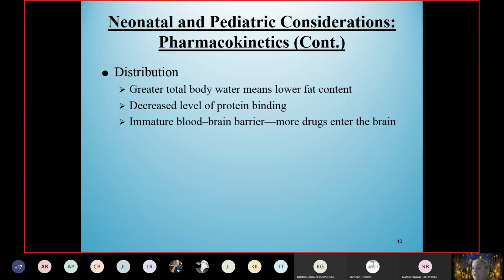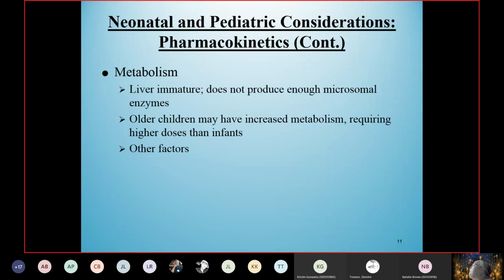Oh, greater distribution of medications in the body. There's a greater total body water, so lower fat. In a full-term infant, the total body water is 70 to 80%. It's 85% in preterms and 64% in children ages 1 to 12. You also have a decrease in protein binding and an immature blood-brain barrier, so you get more drugs into the brain.